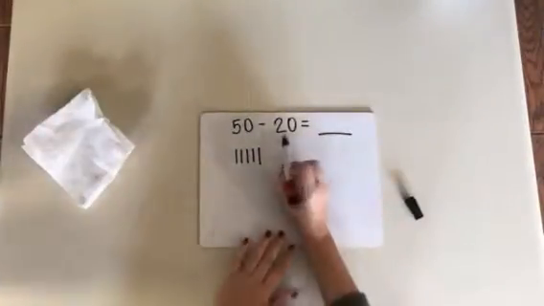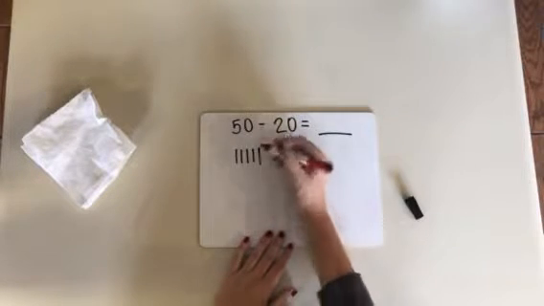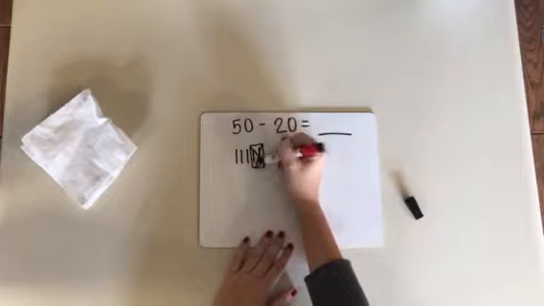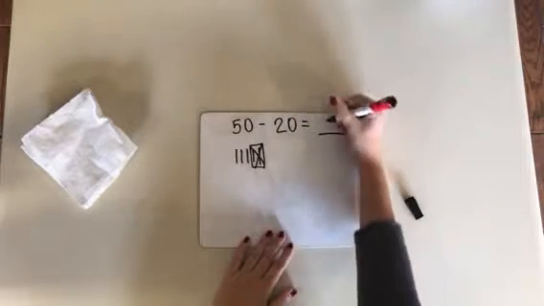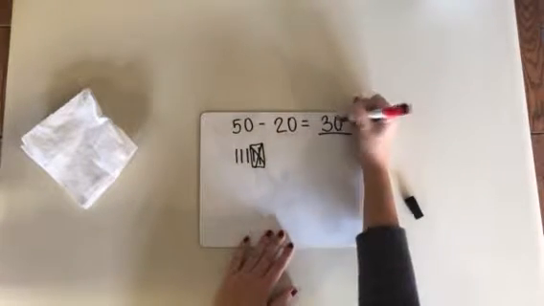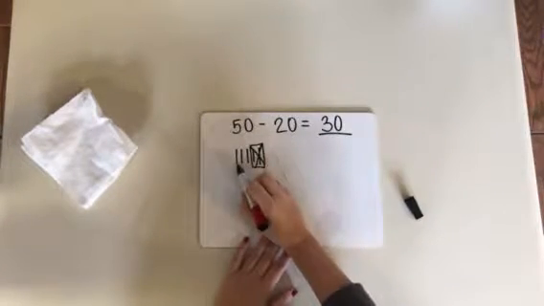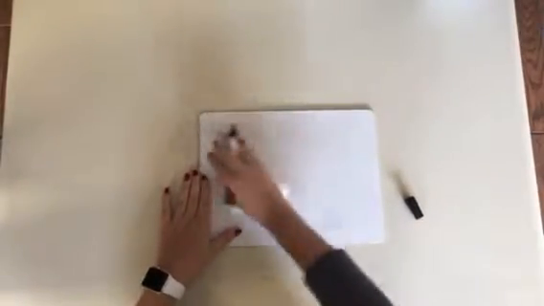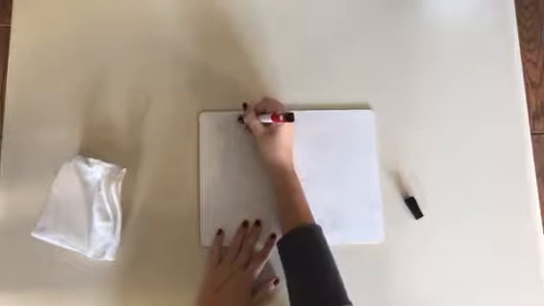So we're going to take 20 away from 50, or 2 10 sticks, which is 1, 2, and we're going to cross them out. So we have 3 10 sticks, which also equals 30, since each stick is worth 10, so 10, 20, 30. Let's look at the next problem.